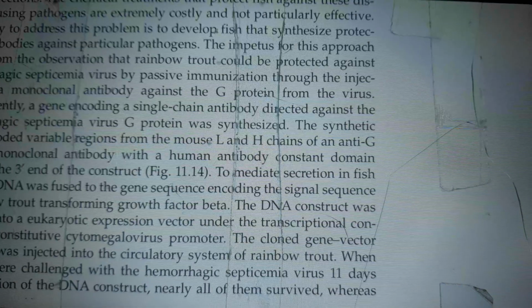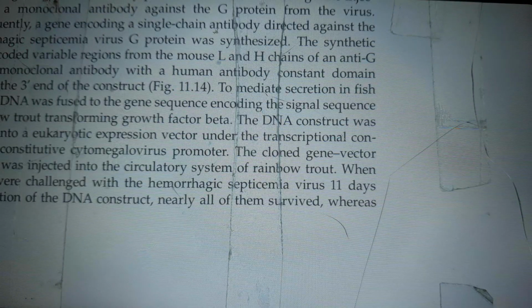The impetus for this approach came from the observation that rainbow trout could be protected against hemorrhagic septicemia virus by passive immunization through the injection of a monoclonal antibody against the G protein from the virus. Subsequently, a gene encoding a single-chain antibody directed against the hemorrhagic septicemia virus G protein was synthesized. The synthetic gene encoded the variable regions from the mouse light and heavy chains of an anti-G protein monoclonal antibody, with a human antibody constant domain fused to the 3' end of the construct.